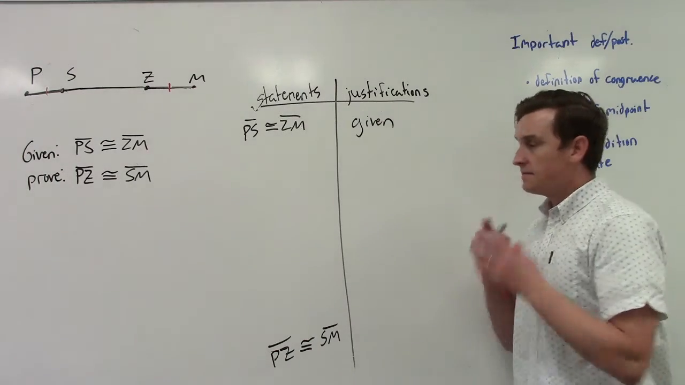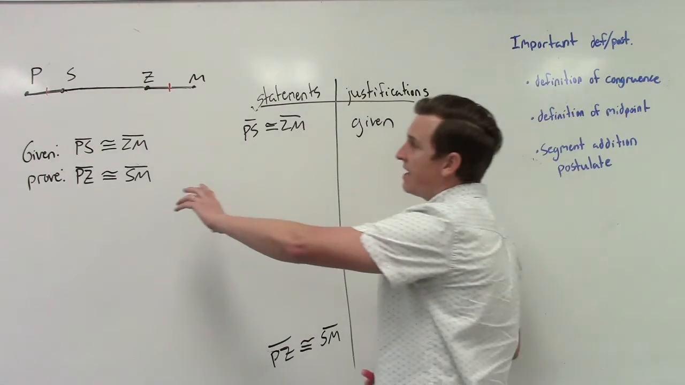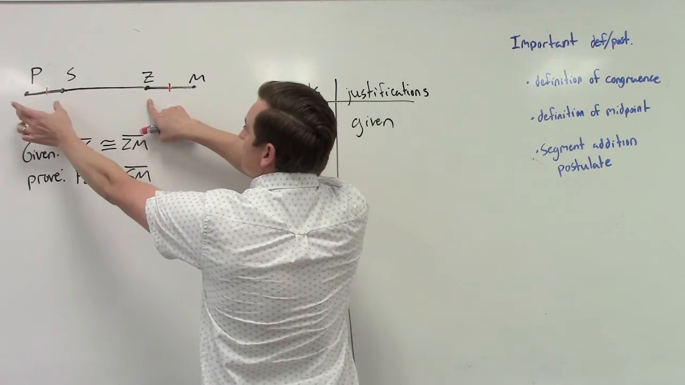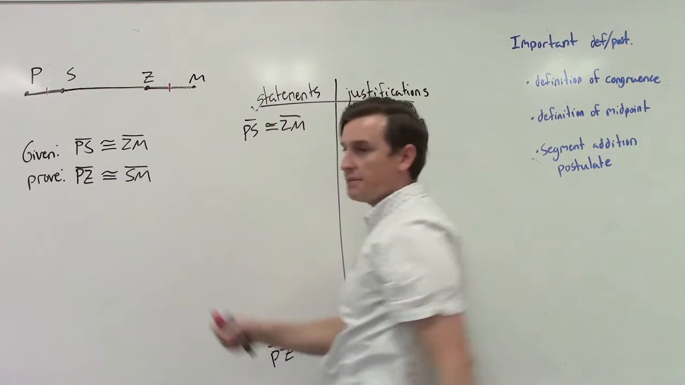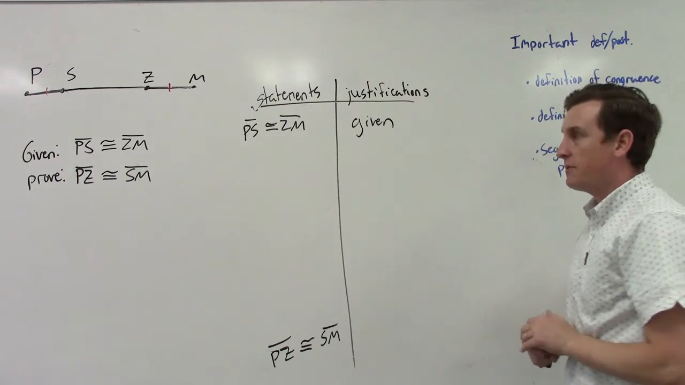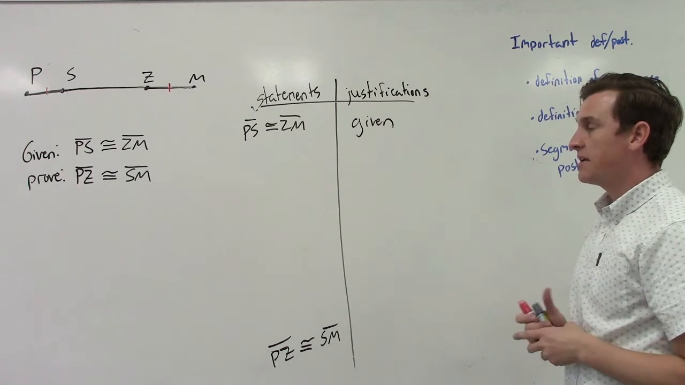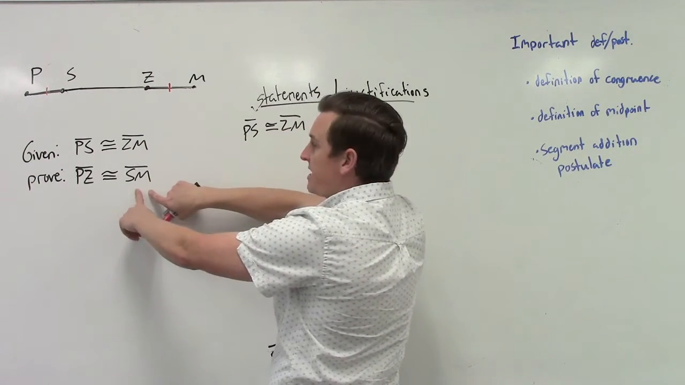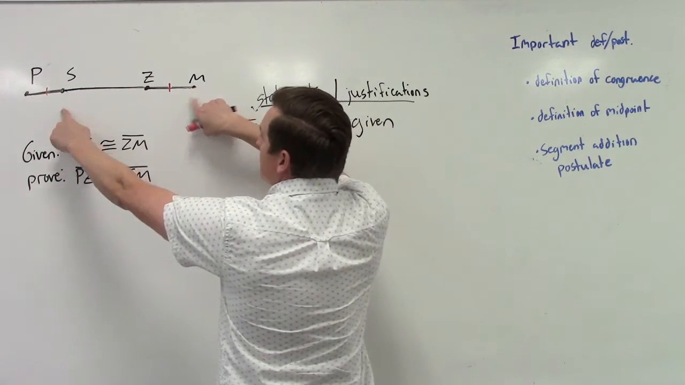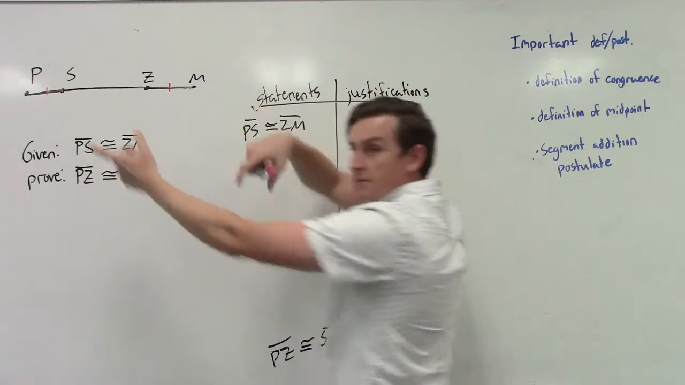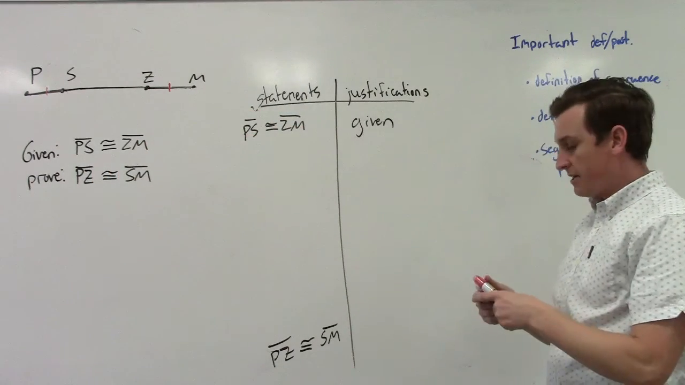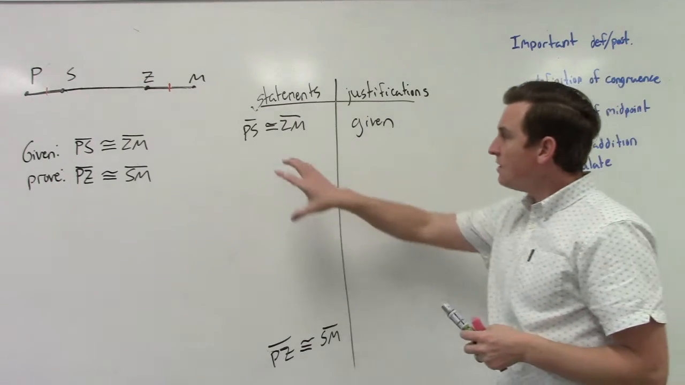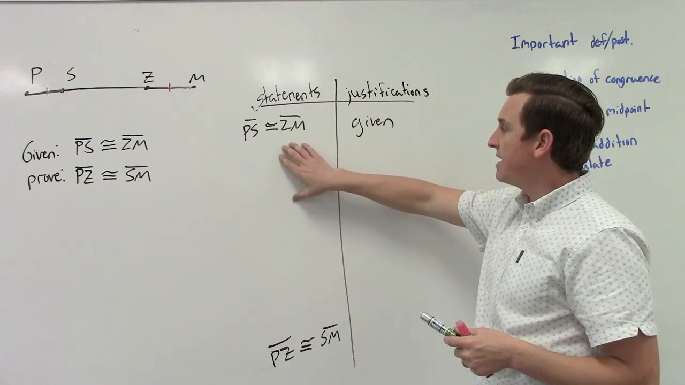Now let's, again, think about what we're going to be doing here. If I need to get PZ, I can build PZ out of two smaller segments, PS and SZ. Right, that was the segment addition postulate, which we've talked about before. So that's going to be an important thing here. If I want SM, right, at the end I want to say something about SM, I can build SM out of two smaller segments. So we know we're going to use segment addition postulate at some point. But let's start with this and see where this can get us.